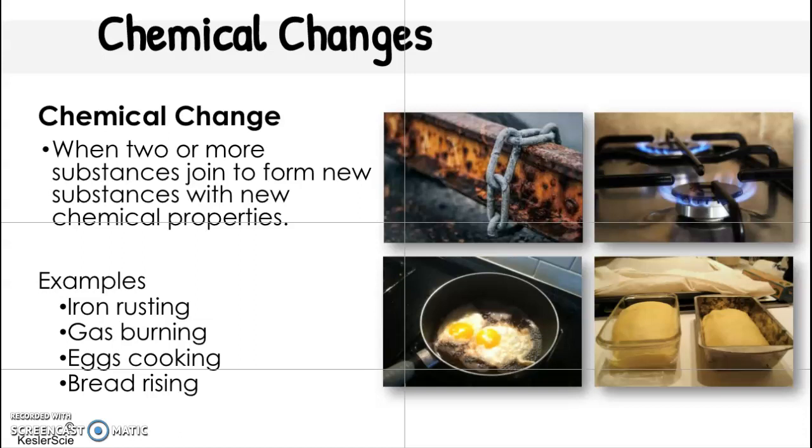For example, in the picture, when iron rusts, molecules of oxygen from the air combine with iron atoms to form a new compound. Rust is not iron or oxygen. It is a new substance made up of oxygen and iron joined together.